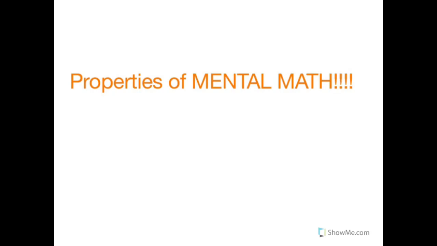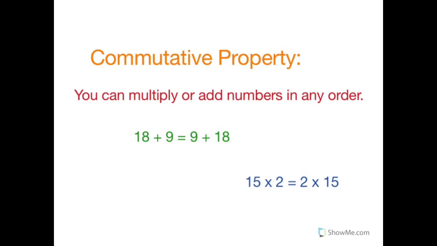But there are properties or rules in math that can make it a little easier. So let's jump right into that. First property is the commutative property. Now I'm going to go through these properties fairly quickly, but the brilliance of these videos is you can always go back, pause, rewatch, that whole thing. So the commutative property means that you can multiply or add numbers in any order. 18 plus 9, that's the same thing as 9 plus 18. 15 times 2, it's the same thing as 2 times 15.